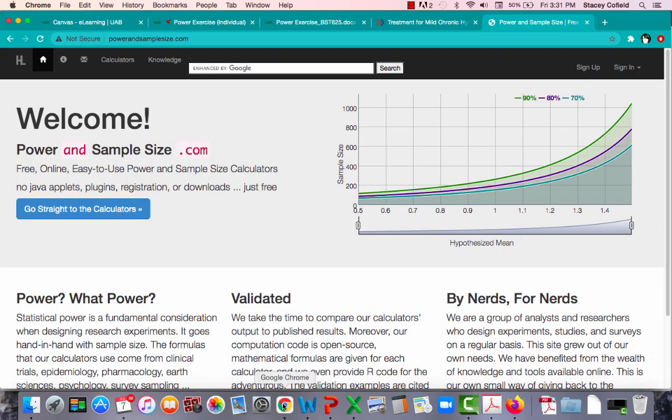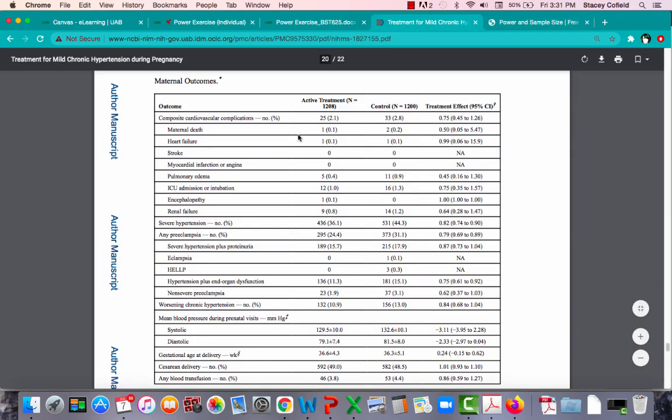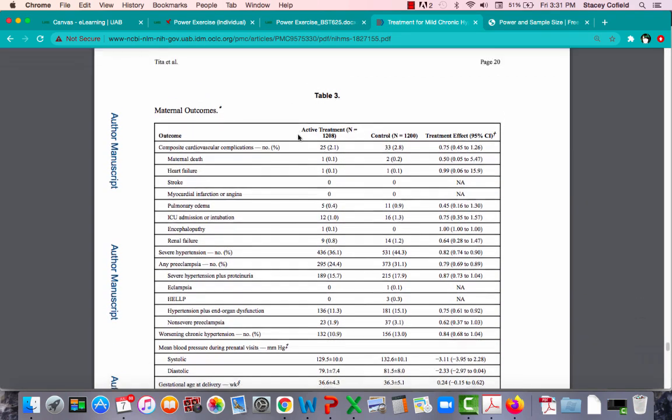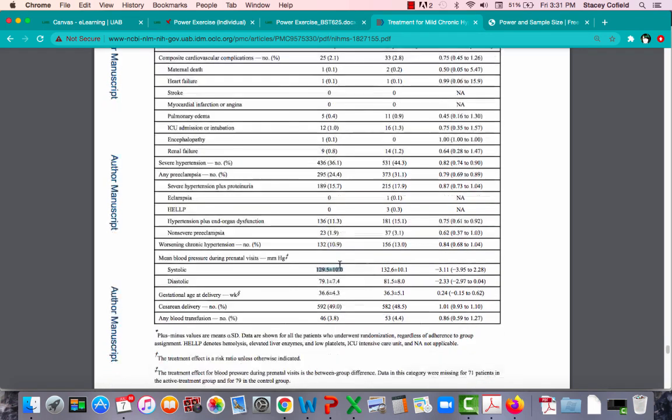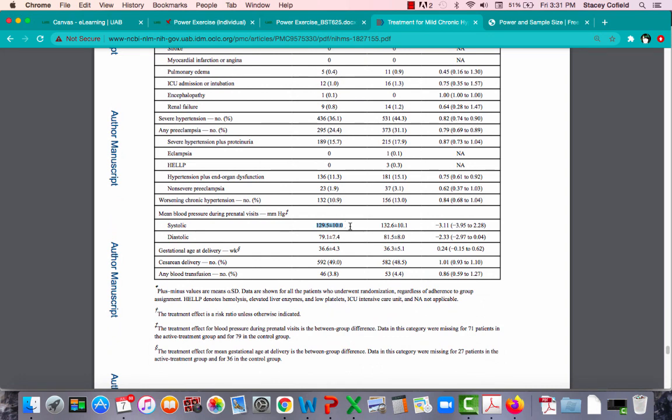So if you take a look at the TIDA paper, these results are coming from Table 3. So you have the systolic BP, this is our continuous outcome, and this is the active treatment of 129.5, standard deviation of 10. And you look at severe hypertension with a percentage of severe hypertension of 36%. So that would be our reference. So we're going to take this as being effective and now looking to plan a new study, and this would become our new comparator group versus a newer intervention.